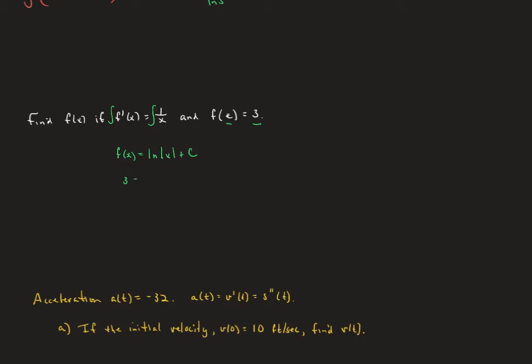So that's going to be 3 equals natural log of the absolute value of e plus c. Now the natural log of e is just 1, and so that is going to make c be 2, and will then make our function be f of x equals the natural log of the absolute value of x plus 2.